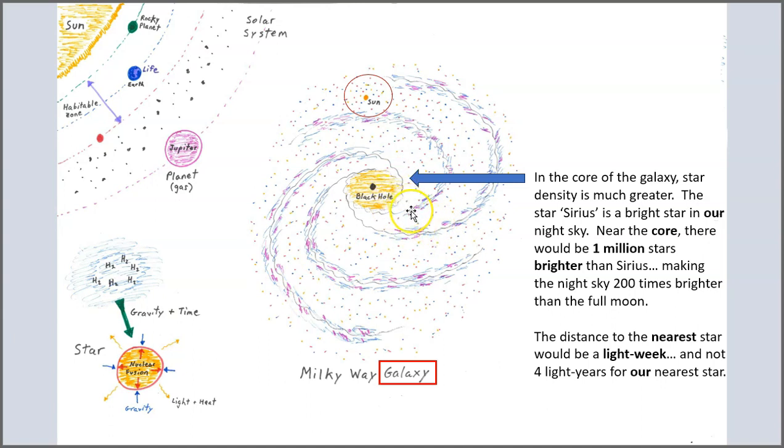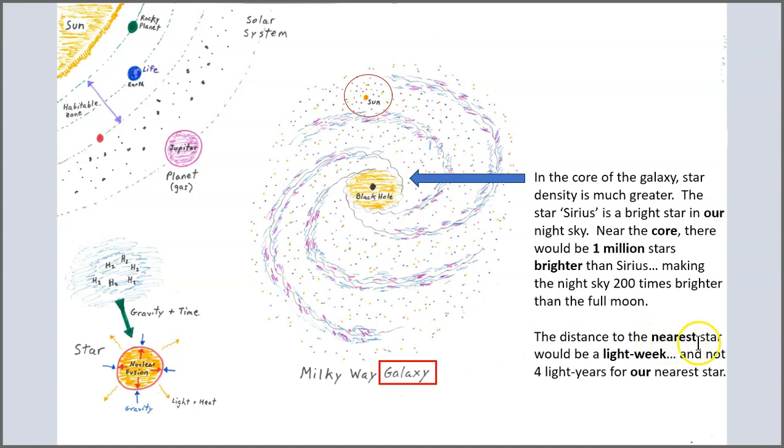The star Sirius is a bright star in our night sky. Near the core, there would be 1 million stars brighter than Sirius in the so-called night sky, making the night sky 200 times brighter than the full moon. So in other words, you're not really going to have a nighttime sky if you lived on a planet orbiting a star in the core. There are so many stars in a volume of space that it would be very bright even at night.